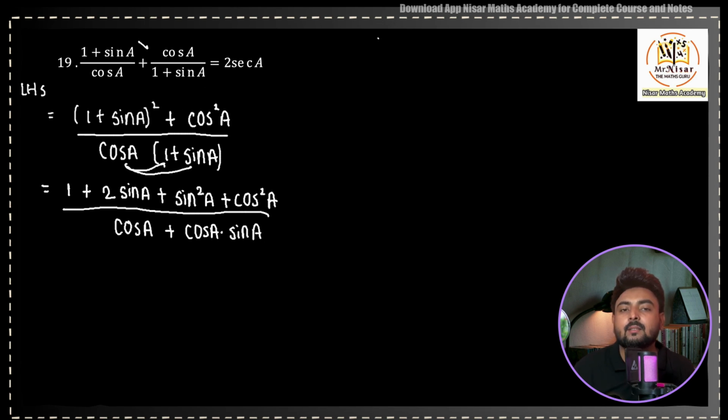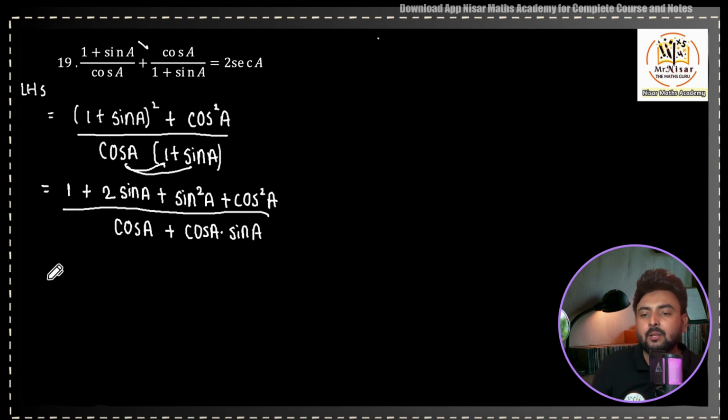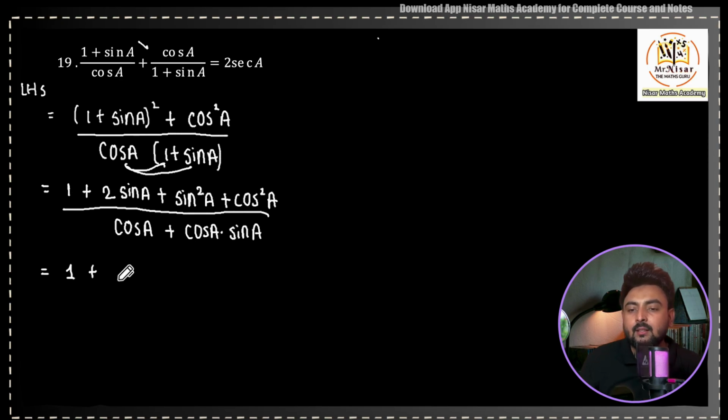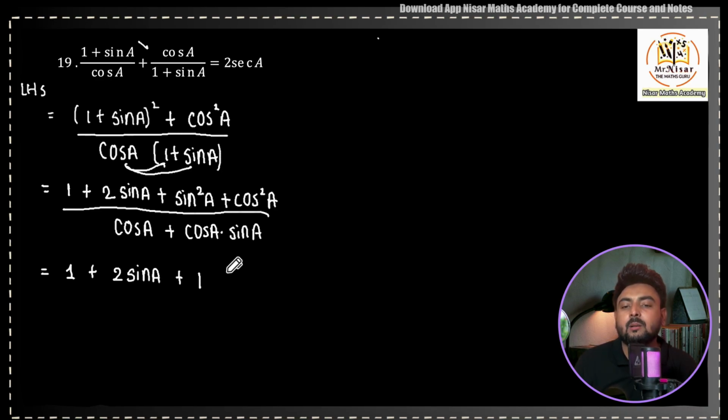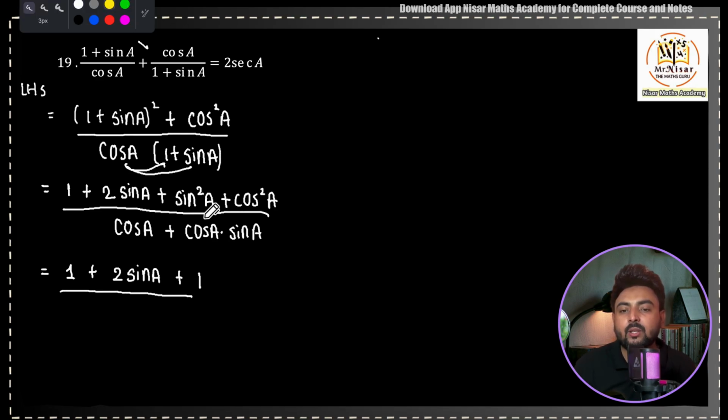So next step, this will be 1. Can I say that sin square a plus cos square a is going to become again 1? I have written it over here as 1 upon cos a plus cos a into sin a. Children, I think there's no need to multiply here, because 1 plus 1 will be 2.